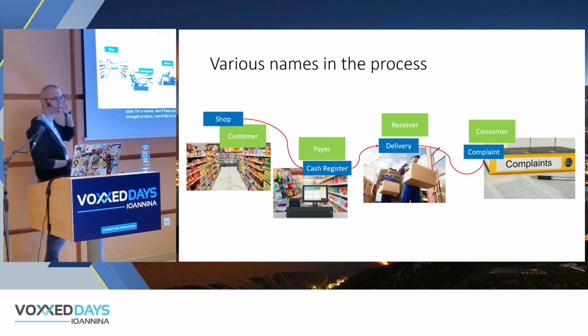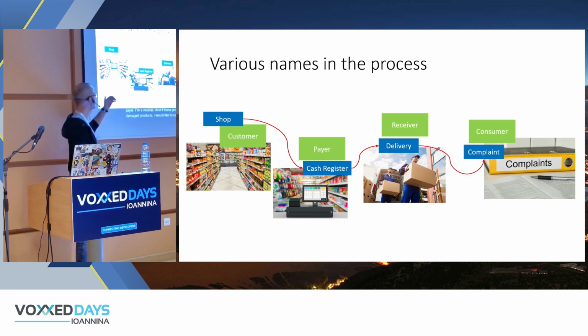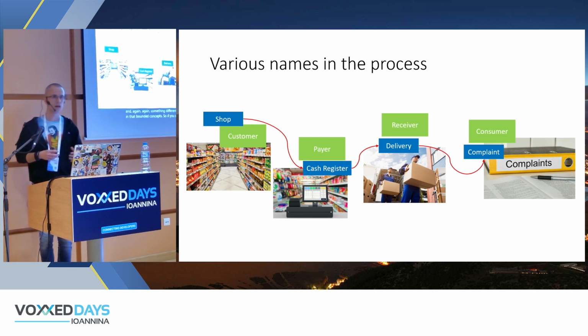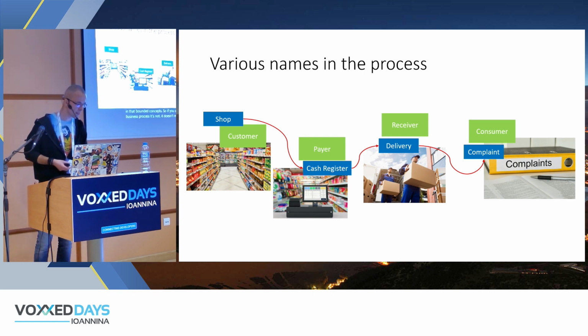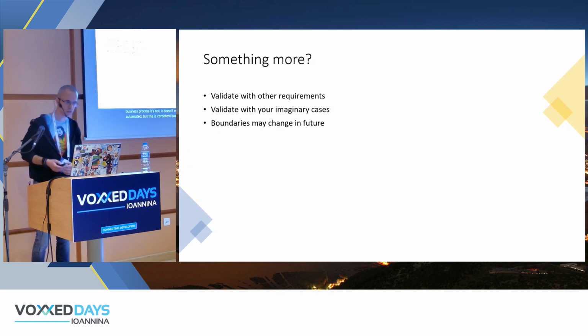So if you see a consistent business process, it doesn't mean it's automatic, but it is a consistent business process, and you see the name change. It can be either a person or another term. Most probably you can name different bounded contexts.